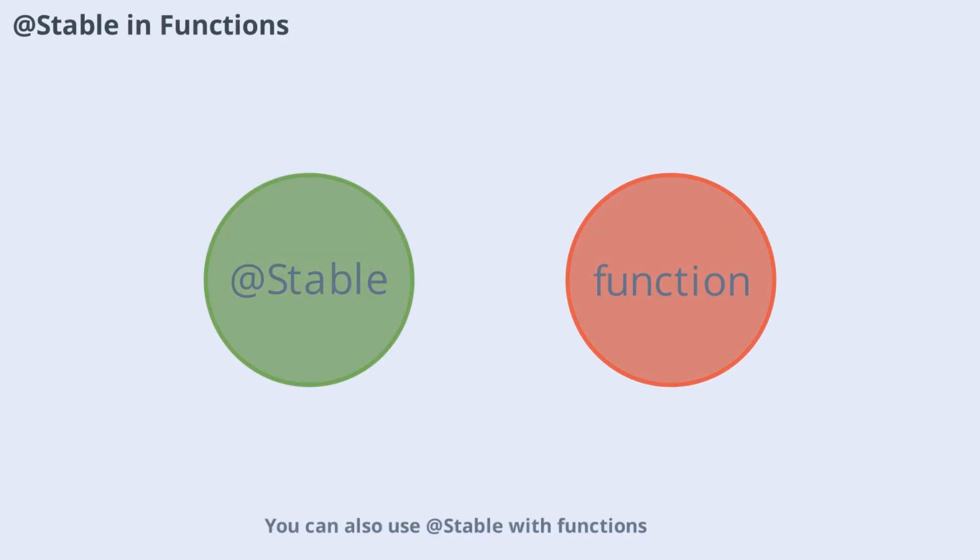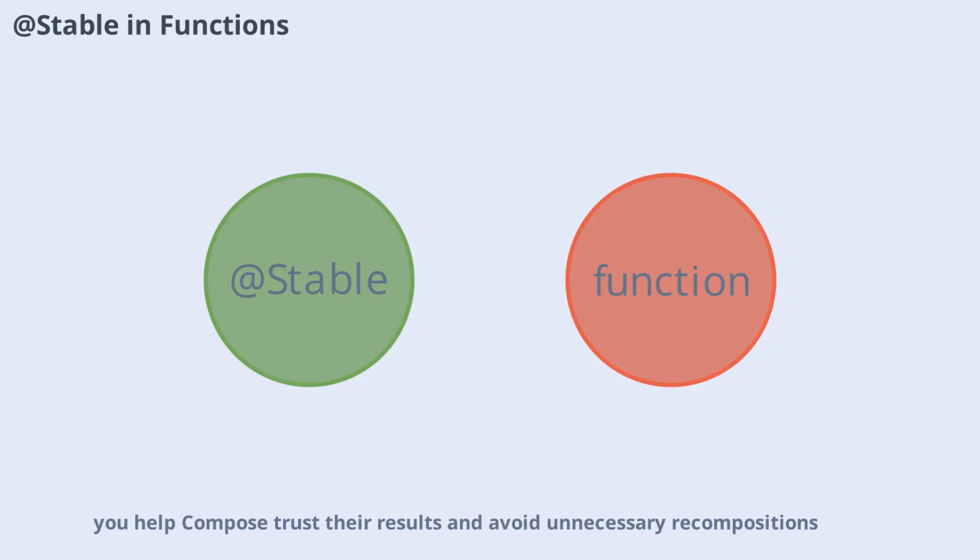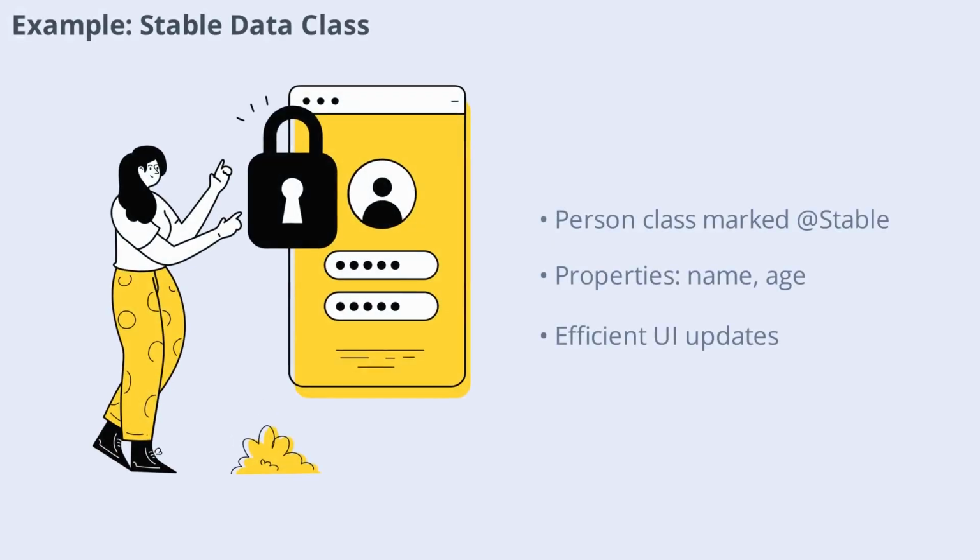You can also use @stable with functions. Marking a function as @stable means it always produces the same output for the same input and doesn't cause side effects. This is especially useful for utility functions or calculations that are used in your UI. By marking them as stable, you help Compose trust their results and avoid unnecessary recompositions, keeping your UI efficient and responsive.